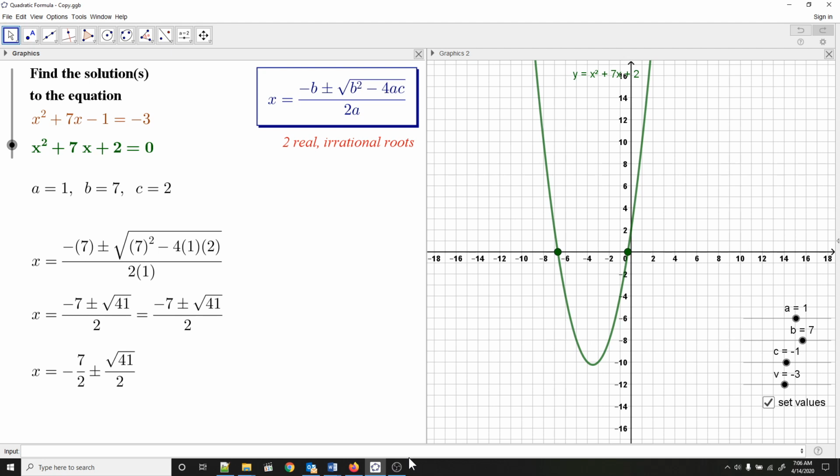And when we approximate those answers, we will come up with negative 6.7016 and negative 0.2984, which correspond to those points here on the graph.